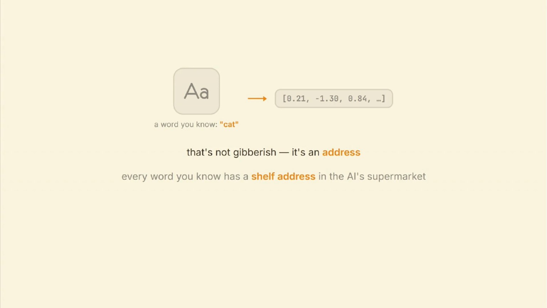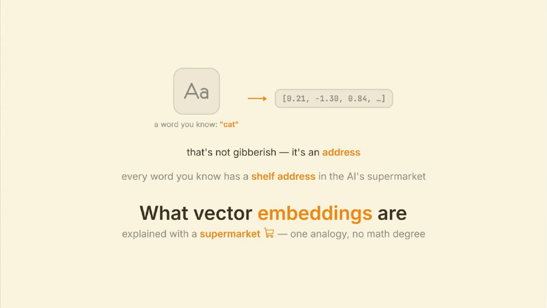Take a word you know, cat, hand it to an AI, and this is what it becomes, a long list of numbers. Most people see gibberish. It's not gibberish, it's an address. Every word you know, every single one has a shelf address in the AI supermarket. And once you see the store, half of modern AI suddenly makes sense. This is what vector embeddings are, explained with a supermarket.